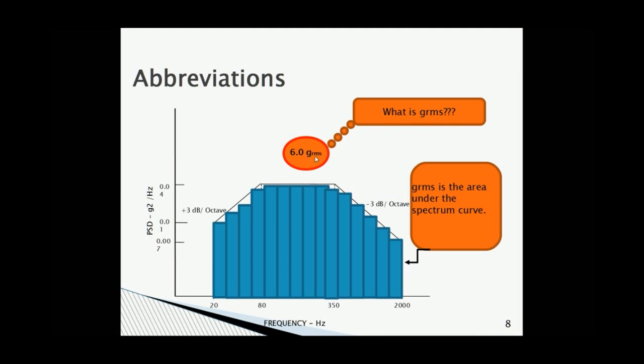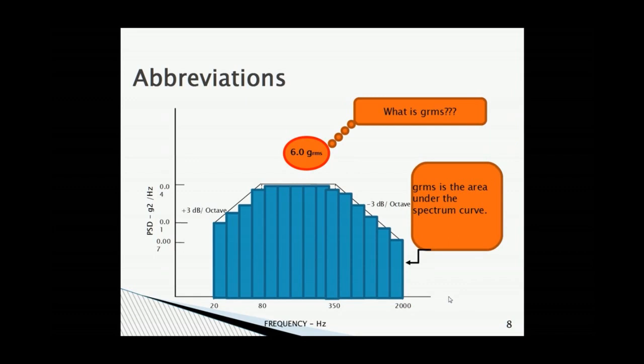Now, what does RMS stand for? RMS stands for root mean square, which is a statistical measure of magnitude for a varying quantity. Now, you'll appreciate why we use GRMS later on when we define random vibration, which has random quantities which vary and are not constant.